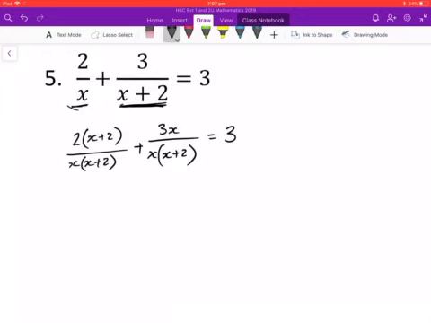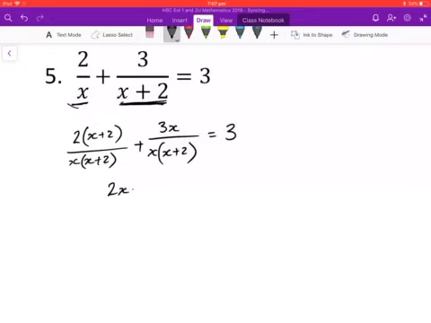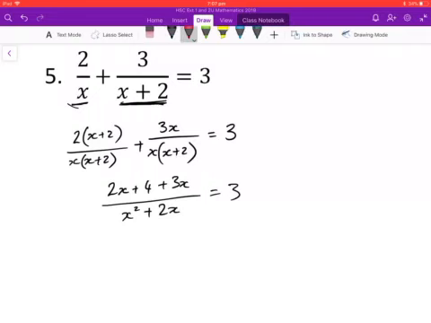Combine the fractions, so it's going to be 2x plus 4 plus 3x over x squared. I'm going to expand it in this case: x squared plus 2x equals 3. Now the denominator is this, x squared plus 2x, so I'm going to multiply both sides by that. What happens on the left-hand side is I'm just left with 5x plus 4. That's equal to 3 outside of (x squared plus 2x).